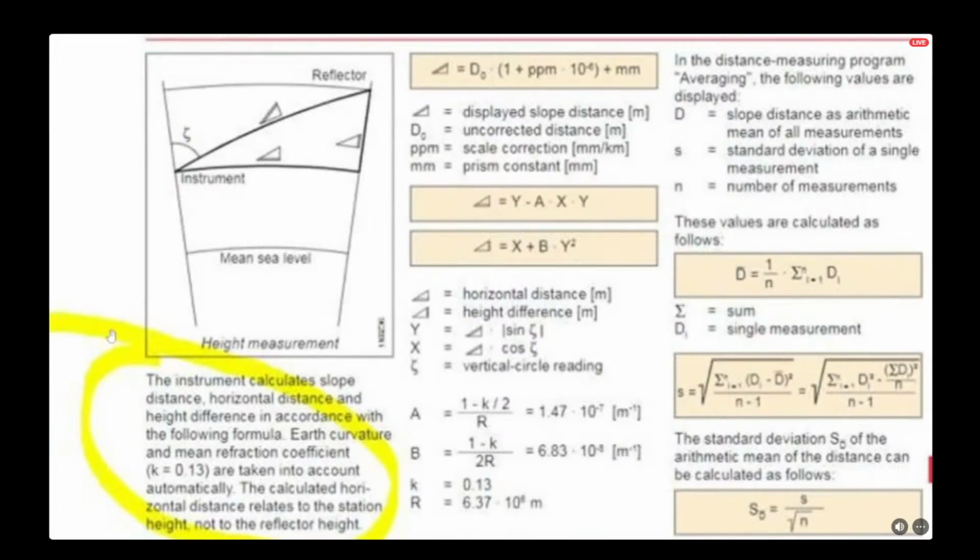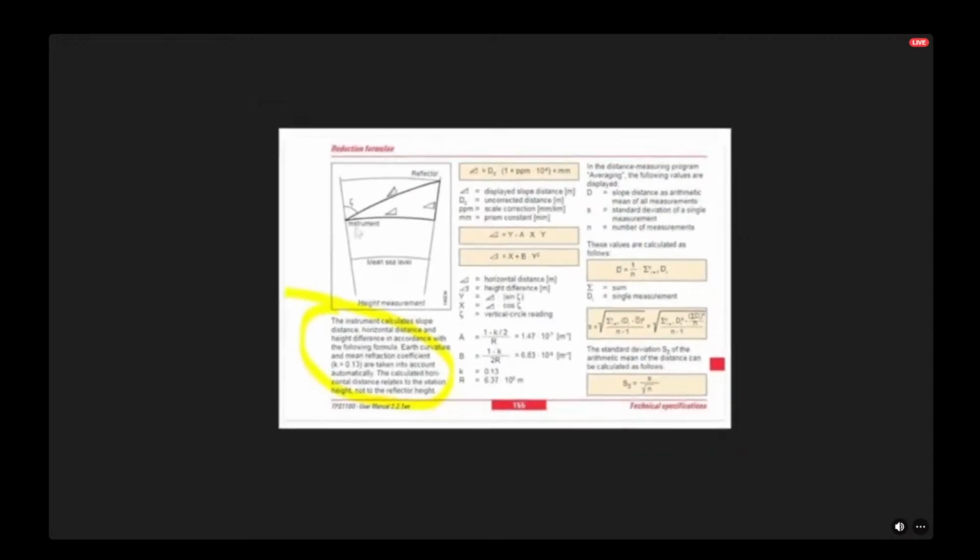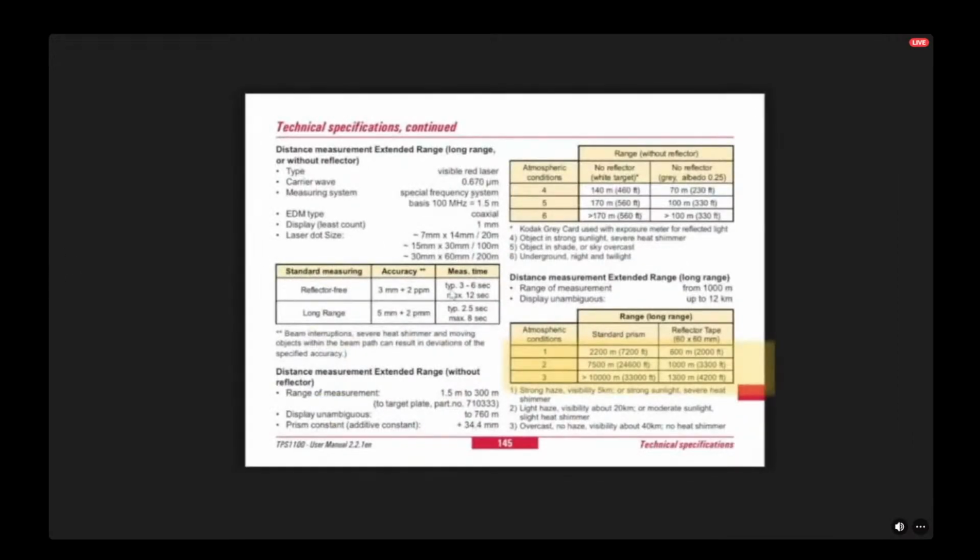So again, let's do this. I'm going to read it one more time. This instrument calculates slope distance, horizontal distance, and height distance in accordance with the following formula. Earth curvature and mean refraction coefficient, K equals 0.13, are taken into account automatically. The calculated horizontal distance relates to the station height, not to the reflector height. Interesting. I mean, really interesting.